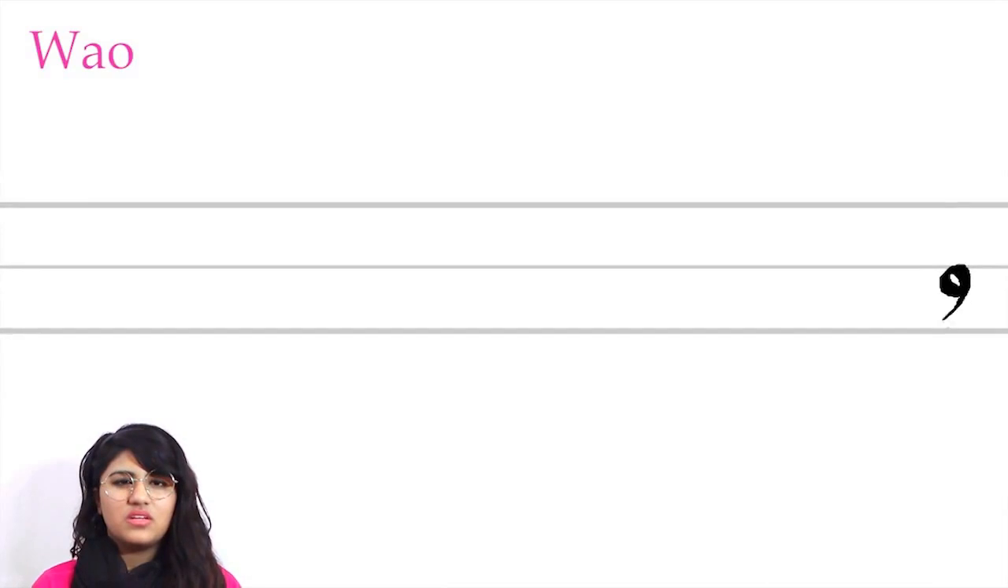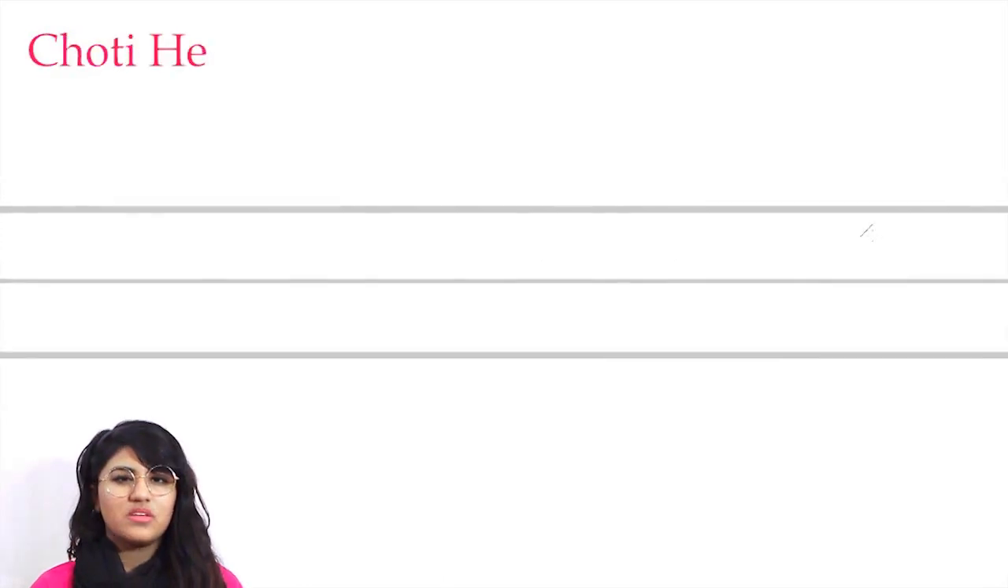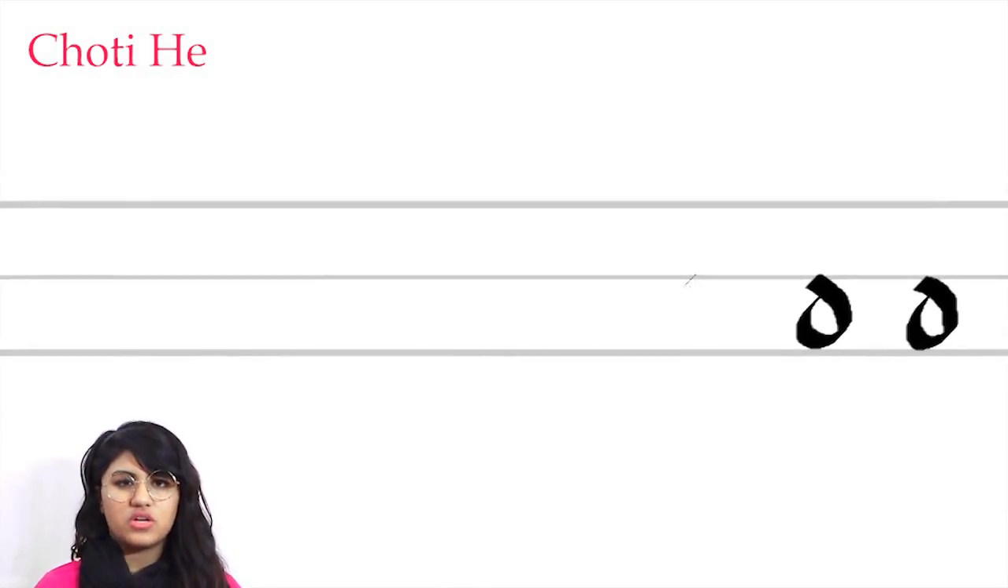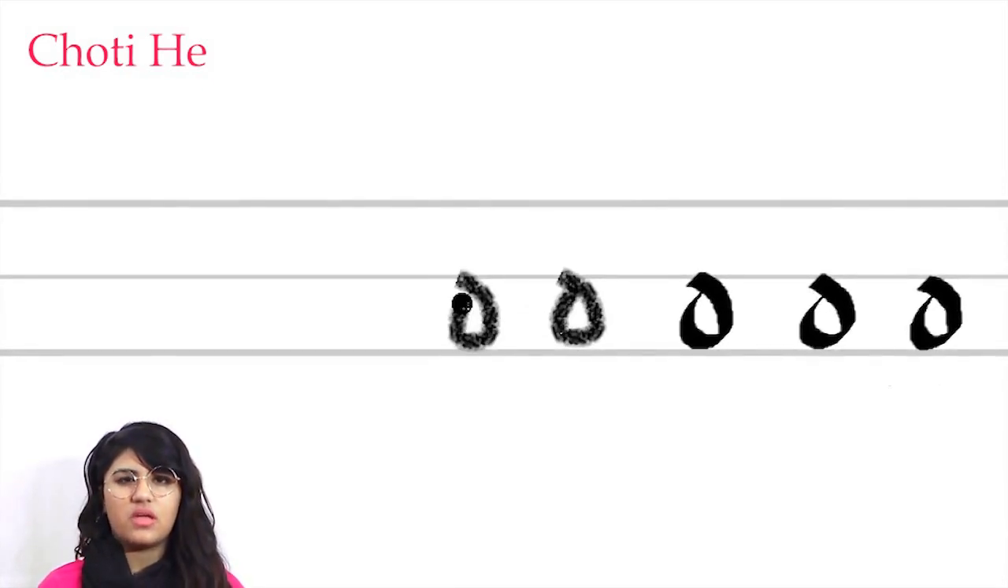Vowel. For this, you're gonna make a small circle, pull it down and curve it out. Circle, pull it down and curve it out. Choti hai, you're gonna start with a slanted line, curve it really quickly and connect it. The first line where you started the circle should be a bit longer than your ending point. So, choti hai.